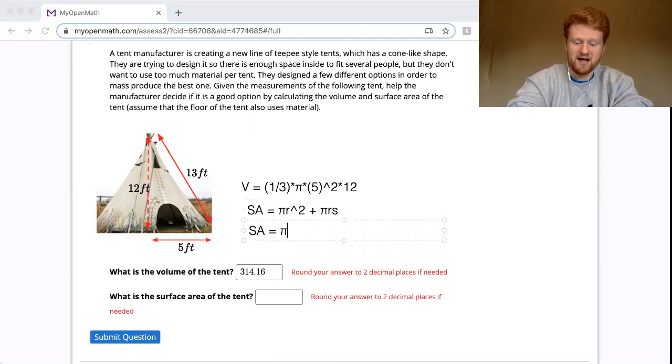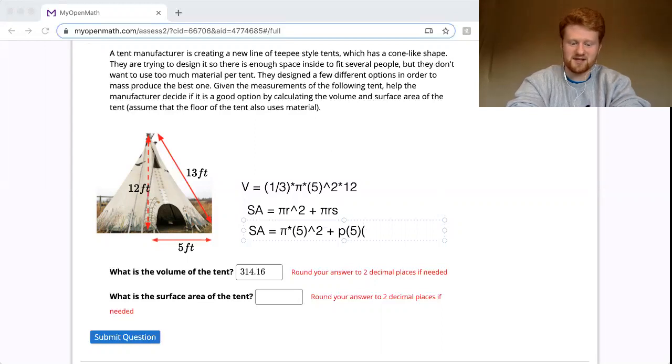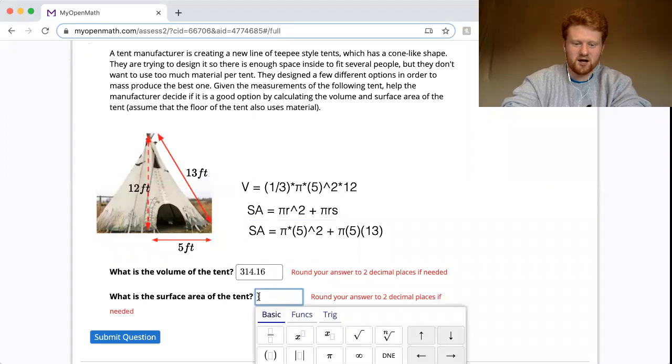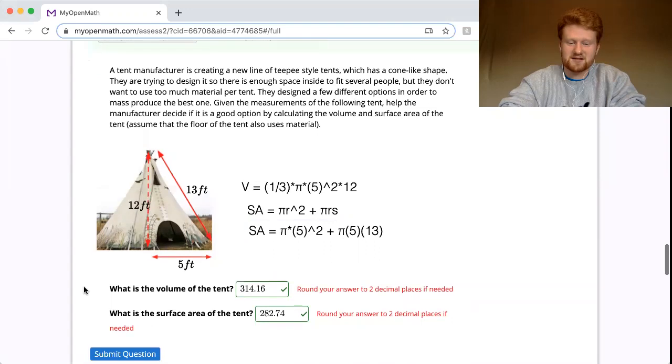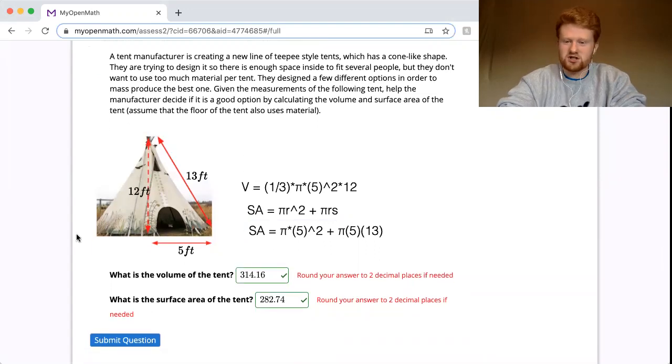We have pi, again, times r squared, which is 5 squared, plus pi times r, which is 5, times s, which is 13. And when we type that in your calculator, you're going to get an answer of 282.74. So not difficult. Take that information and try to do the next few problems on your own, and you should be pretty confident with that after you do a few problems.